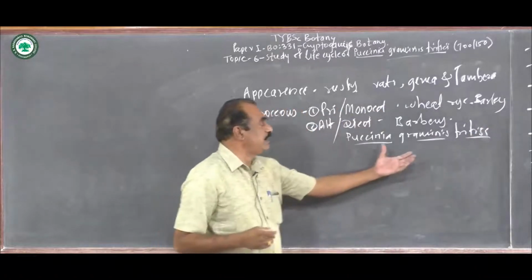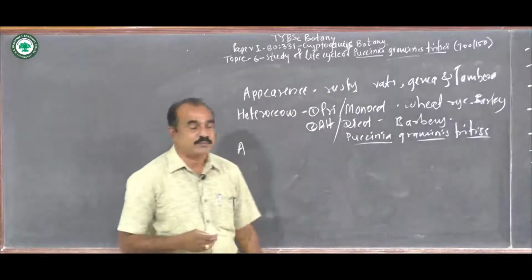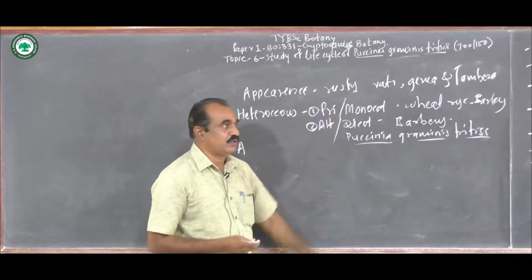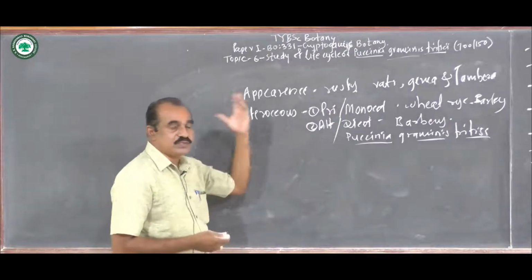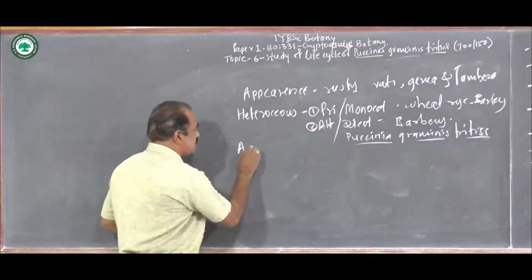So this Puccinia graminis tritici requires two different types of host, that is the monocot and the dicot. Such species are called heteroecious species. Now there are some autoecious species.